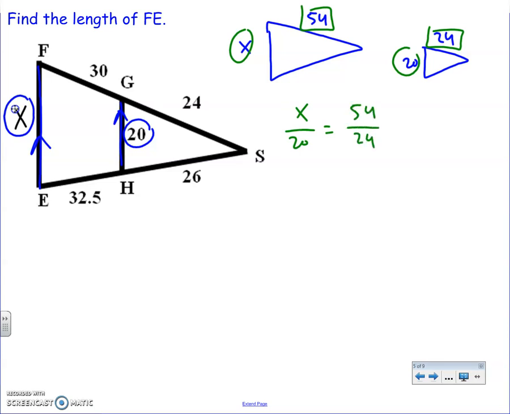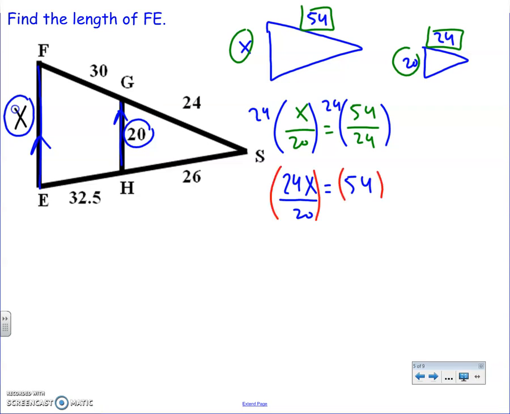Multiply both sides by a denominator. Let's do 24. So that's 24x. 24 cancels. 54 times 20. Multiply both sides by 20. This will be 24x. This will be 1080. Divide by 24. Wow, where'd my x go? Divide by 24. I get 45.